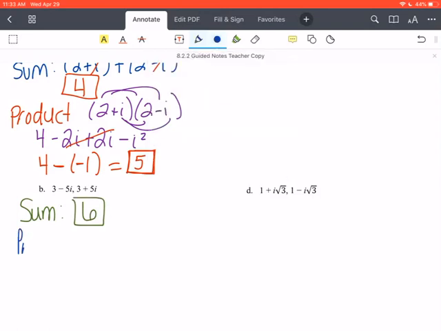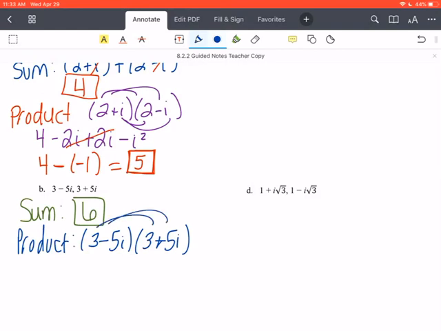Okay, now for the product. With the product, I have to double distribute. Be very careful there. So I have 3 minus 5i, I have 3 plus 5i, and then I'm going to distribute my first 3. So 3 times 3 is 9. 3 times 5i. Treat i like a variable when you do the arithmetic. So I have 15i. And then I have negative 5i times 3, which is negative 15i. And then I have negative 5i times positive 5i, so negative 25 times i times i, which is i squared.